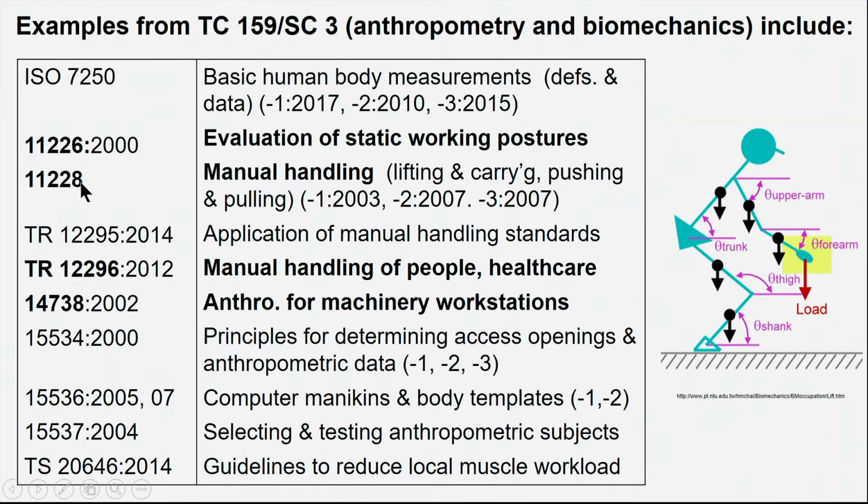So there's a document on working postures, ISO 226, a document on manual materials handling, 228, issues related to patient handling in healthcare, that's a technical report, 12296, anthropometry for designing machinery, like presses and lathes and drill presses and so forth, that's ISO 14738. So you can see the list of documents that they've created is quite extensive. And again, this is only a subset. These are examples, not the full set of what they've produced.